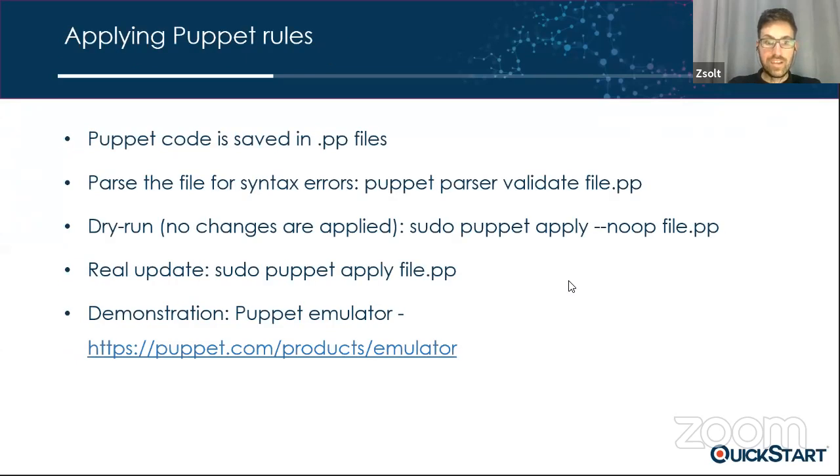Now, applying the Puppet rules, we have already seen how to apply the rules. So you have the sudo puppet apply no-op. Actually, one thing that you didn't see is that my command prompt in Windows, I run it as an administrator. So you have to run it as an admin, or use the sudo in Linux, so that you have the rights to execute Puppet. And with the no-op, it's just a dry run. It just tells you what to do. And the real update happens when you remove the no-op flag.